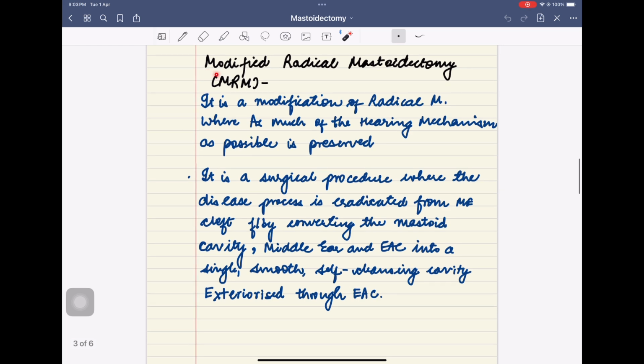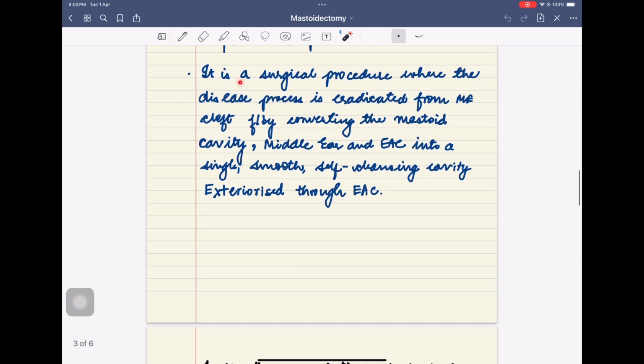Now coming on to modified radical mastoidectomy or MRM. It is a modification of radical mastoidectomy where as much of the hearing mechanism as possible is preserved. It is a surgical procedure where the disease process is eradicated from middle ear cleft, followed by converting the mastoid cavity, middle ear and EAC into a single smooth self-cleansing cavity exteriorized through EAC.